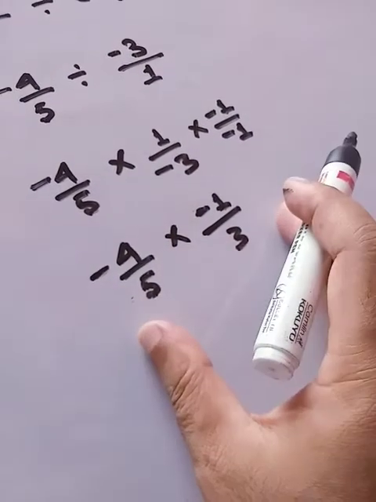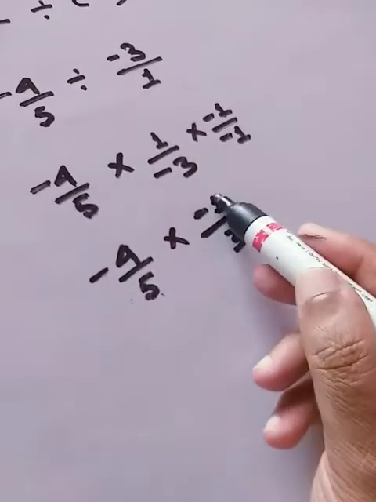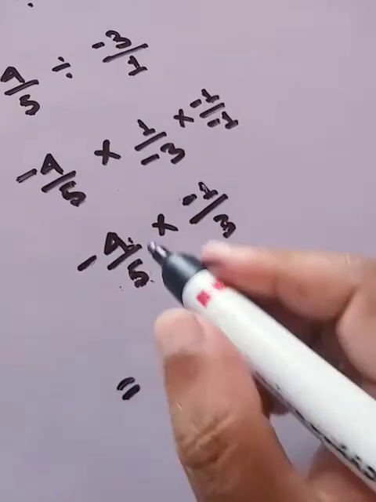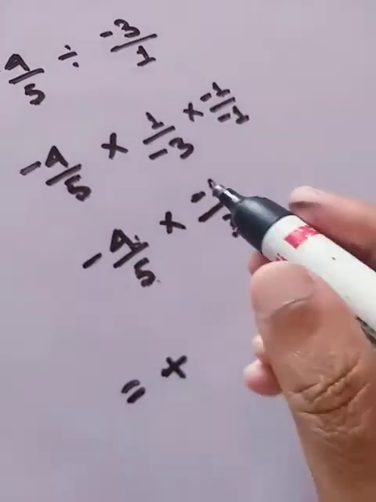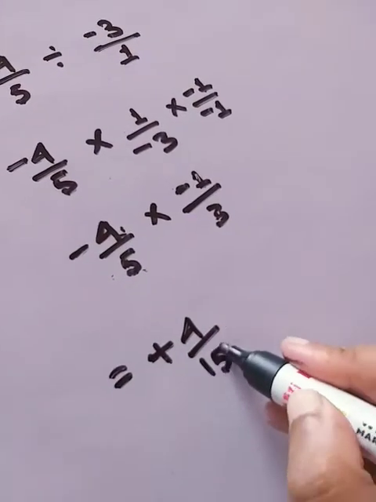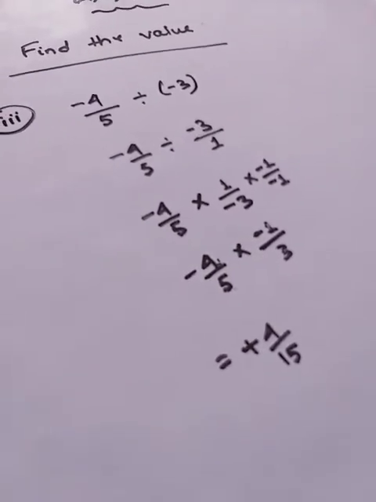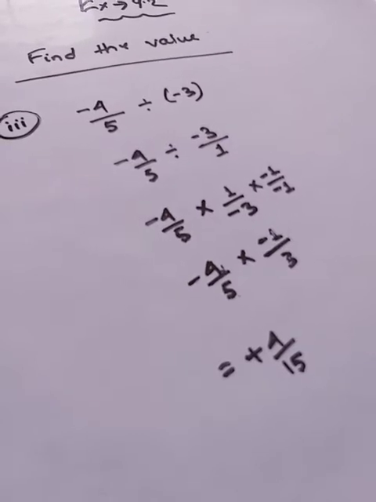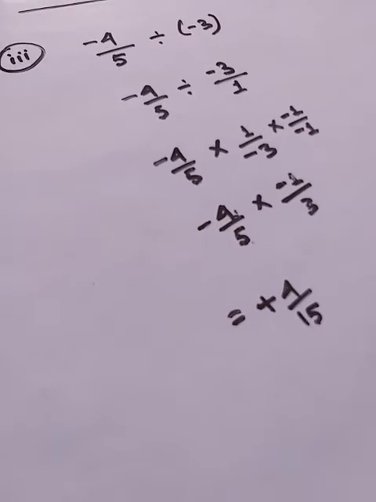Once you have done this, again you have to check. 4 and 5, 1 and 3, no. 4 and 3, you cannot. 5 and 1, no. Now minus times minus is plus, so we don't write plus. If you want to write plus, no problem. 4 ones are 4, 5 threes are 15. So this is the required answer of question number 3. Question number 4 and question number 5, I want all of you to do on your own. Now I will show you sum number 6.